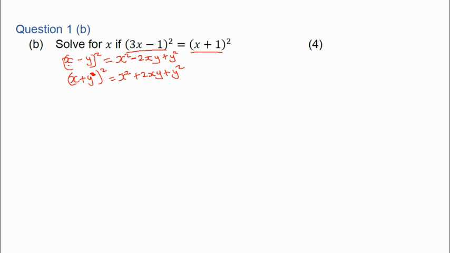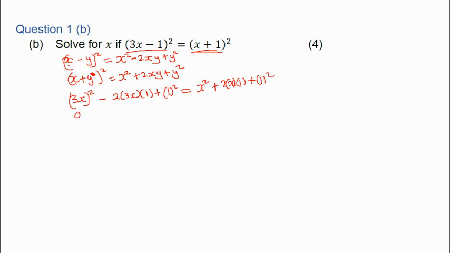So here it means our (3x minus 1) squared becomes 3x squared minus 2 times 3x times 1, and then plus 1 squared. See that? Then you'll be done with the first part, the left hand side of the equation. The right hand side, you just say x squared plus 2x times 1, and then plus 1 squared. So we're using the square binomial.